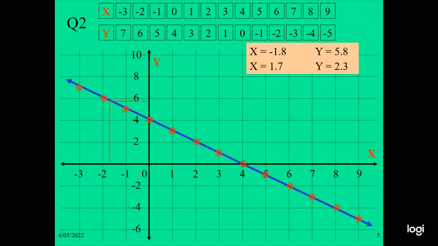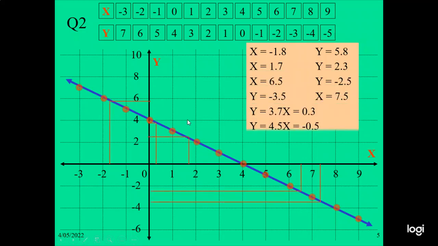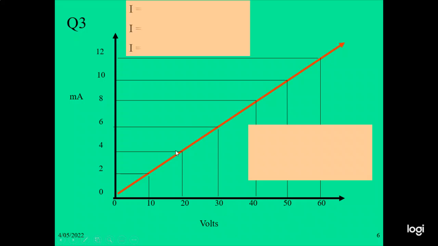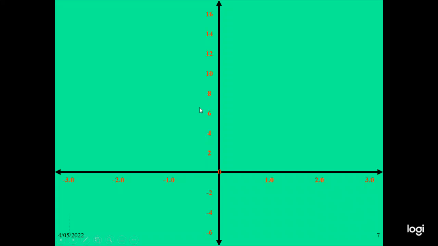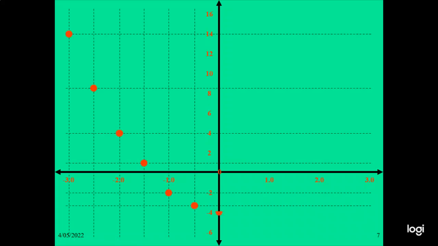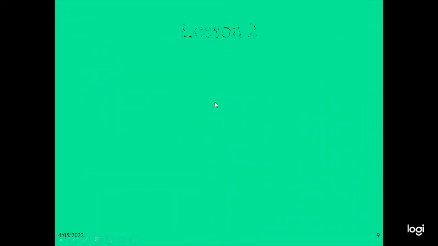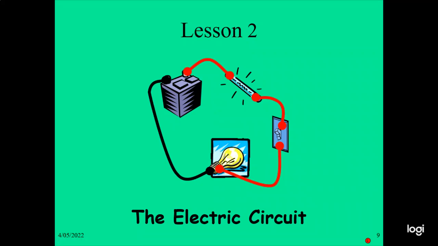This graph is for the voltage and current relationship. This graph we can draw: y equals 2x squared minus 4. And the electrical circuit includes a battery here, a resistor, a switch and the light. This is the electric circuit: battery, resistor, the fluorescent light, control switch, and the light.